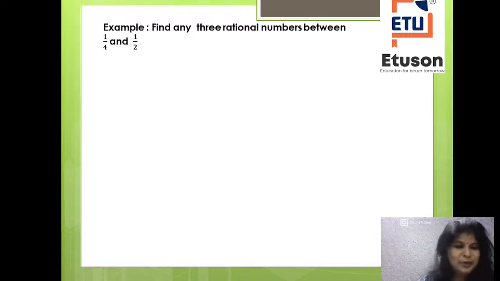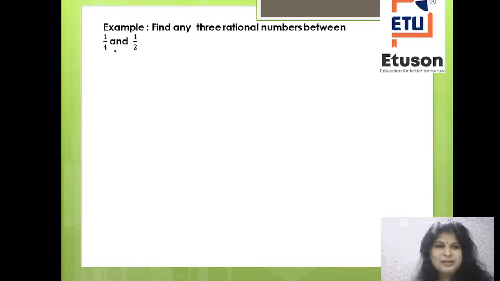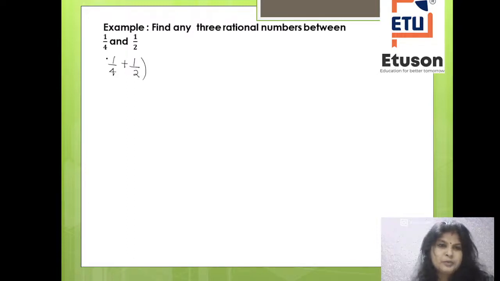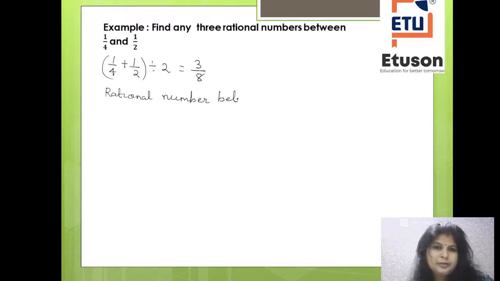So just now I was explaining to you, right? So the first number, how are you going to find it? Like 1/4. So the average, this is nothing but 1/4 plus 1/2, divided by 2, which was 3/8. Okay, so now this is your first rational number, so I will find the rational number between your 1/4 and 3/8.